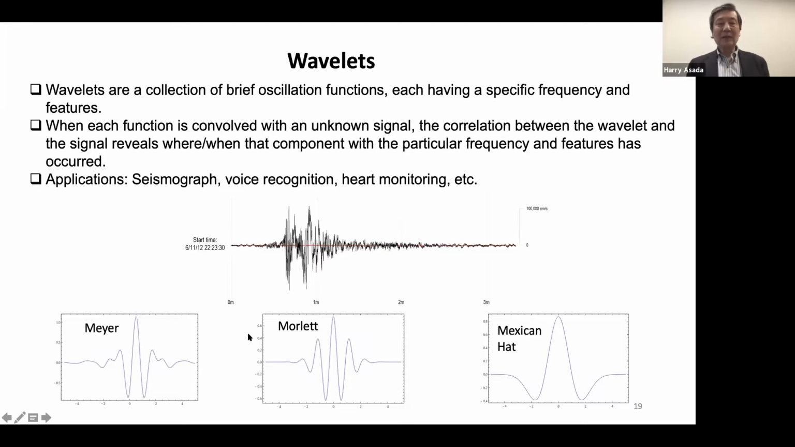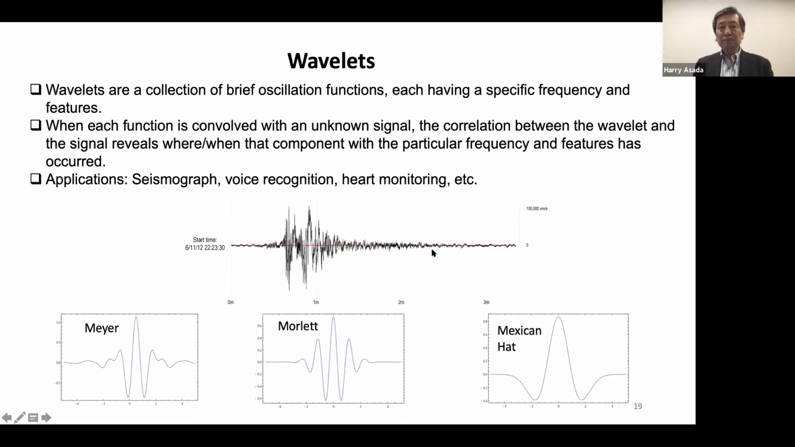Okay, so there are several sets of well-known wavelet functions: Meyer, Morlet, and Mexican Hat. Several of them. Each has a specific frequency and features. So this is just Meyer's one frequency component, and other basis functions have a different frequency. There are more shrunken ones with different frequencies, a set of different ones.